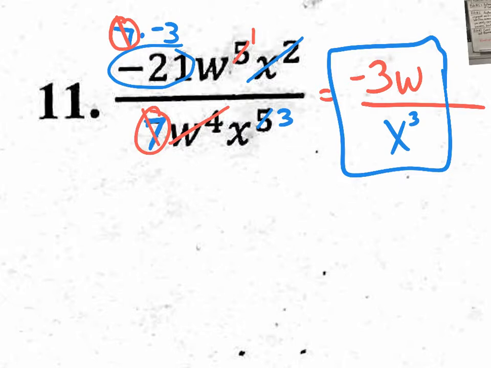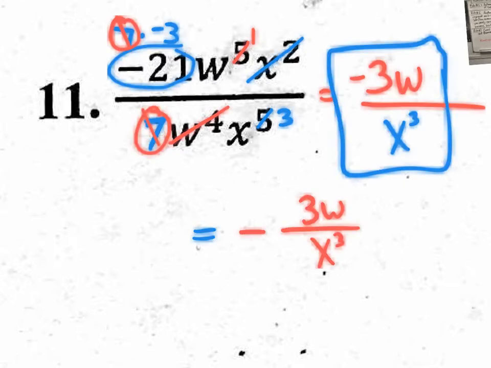I guess you could also write it like this if you wanted to. You could put the negative out in the front of the fraction and just put 3w over x to the third. So you could put that negative sign that's up on the numerator out in the front of the fraction if you wanted to. But either way is perfectly fine.